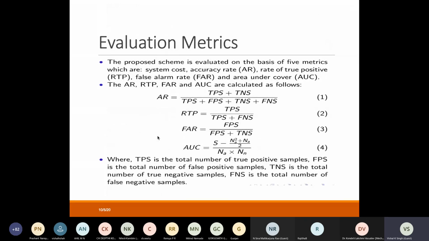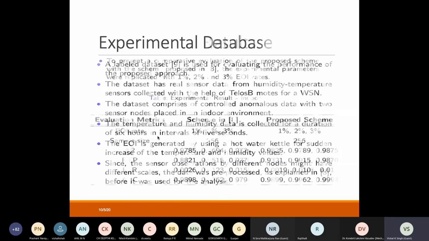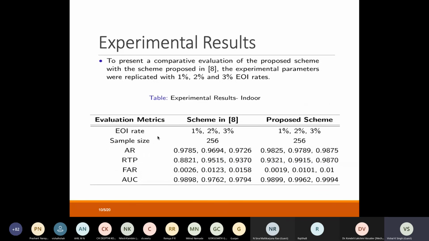So some of the evaluation metrics which we used were accuracy, rate of true positive, false alarm rate, and area under coverage. Now these are all very common metrics which are used for evaluating the accuracy or the performance of the system. I'm not going into the formula in detail, but we tested the proposed system on a freely available data set, and we also conducted our own experiments.